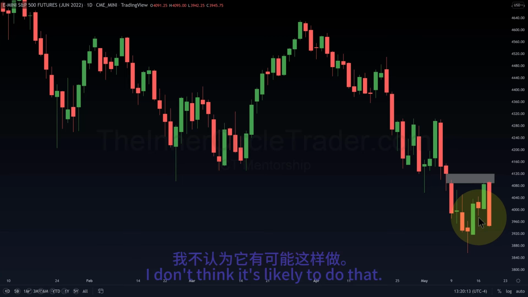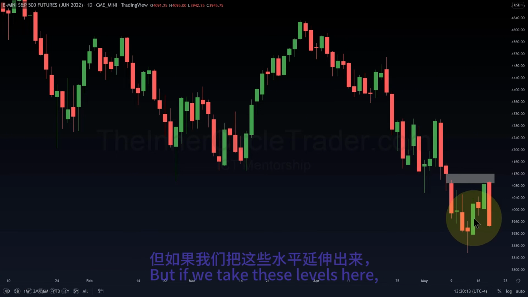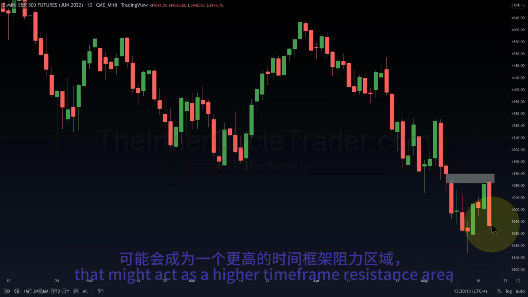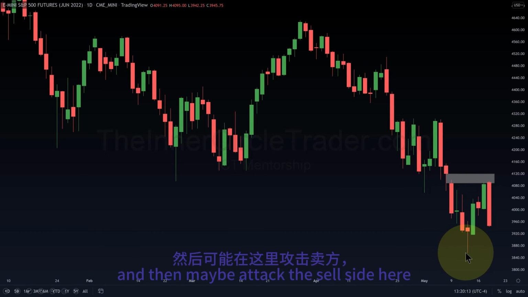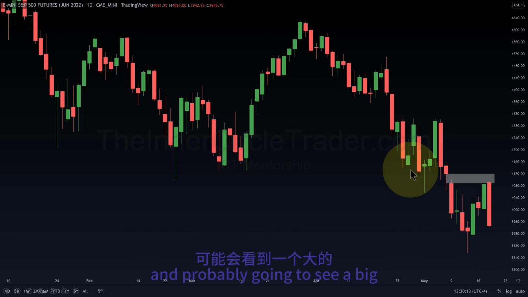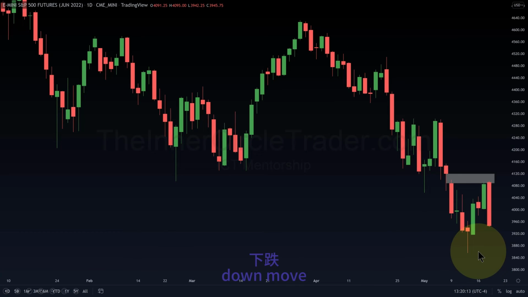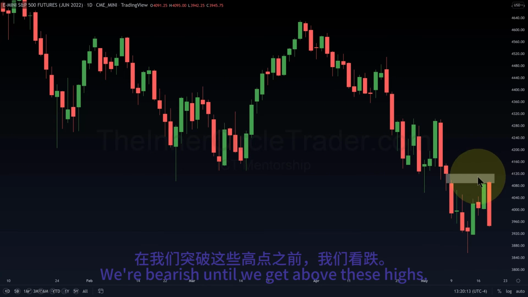So we're going to be looking for any willingness to find reasons to support the price in here. I don't think it's likely to do that, but if we take these levels here, extend them out in time, that might act as a higher time frame resistance area, and then maybe attack the sell side here, and probably going to see a big down move should we take out this low here. We're bearish until we get above these highs.